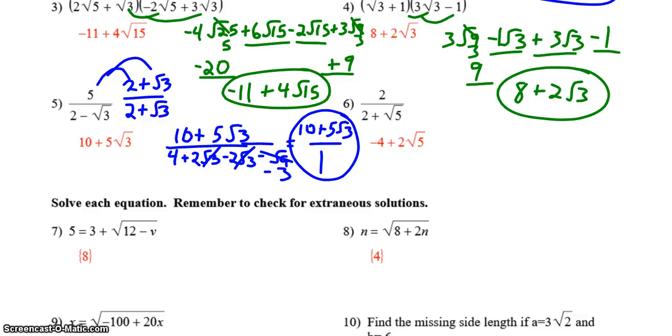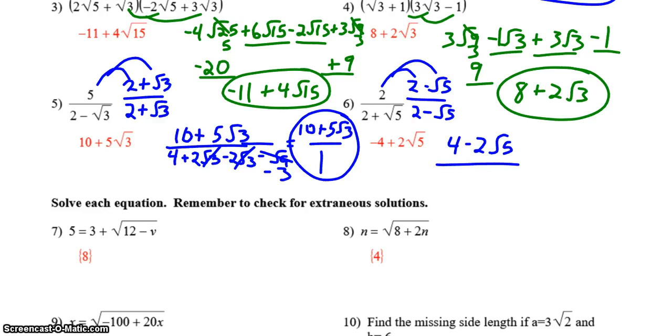Now our next example is 2 over 2 plus root 5. The conjugate of 2 plus root 5 is 2 minus root 5. So you would do that on top and bottom. So you would distribute on top. 2 goes to both terms. So this becomes 4 minus 2 root 5 on top.